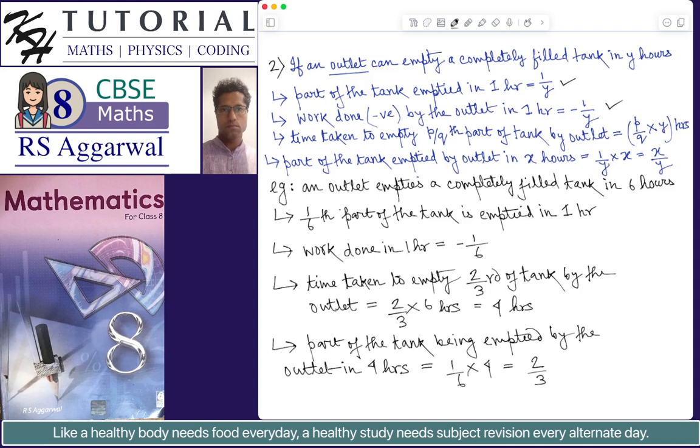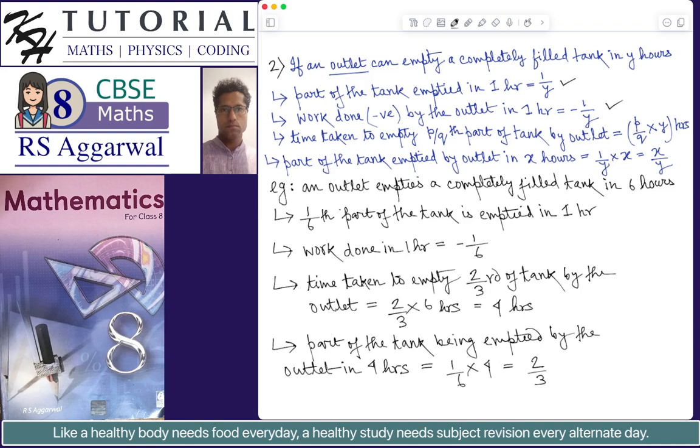So the part of the tank being emptied by the outlet in 4 hours will be equal to 1 by 6 multiplied by 4. Why 1 by 6 multiplied by 4? Because 6 is the hours the outlet takes to completely empty a filled tank. So 1 by 6 multiplied by 4 is 2 by 3. So the fraction 2 by 3 part of the tank will be emptied in 4 hours by the outlet, based on the fact that an outlet empties a completely filled tank in 6 hours.